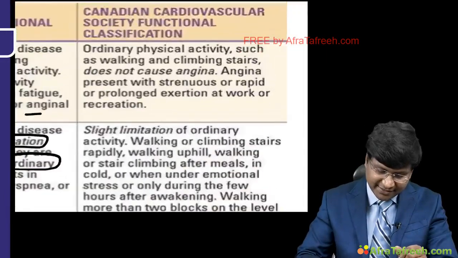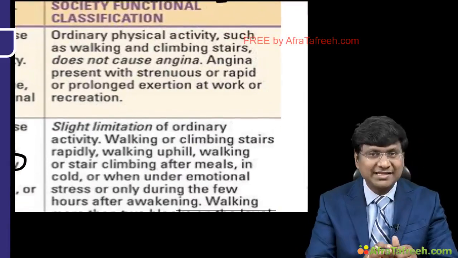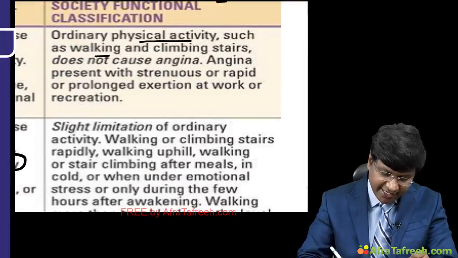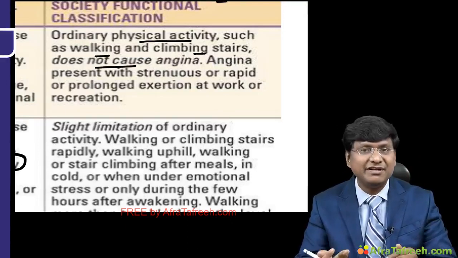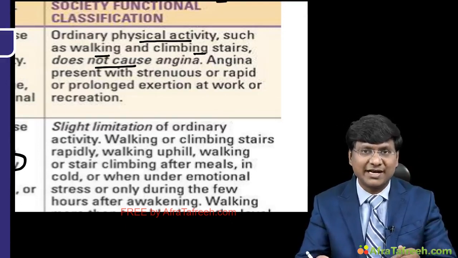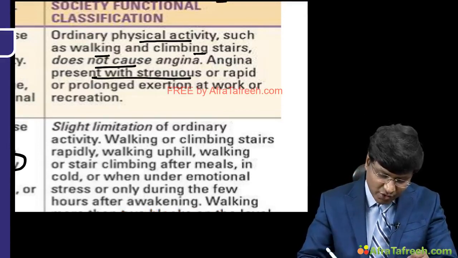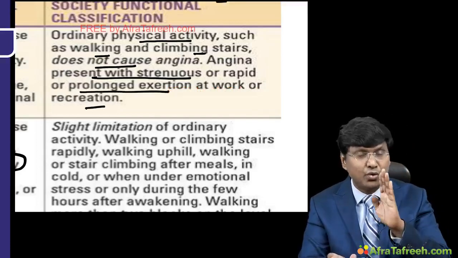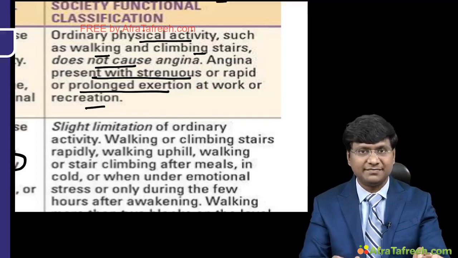Now you take the Canadian Cardiovascular Society Functional Classification. So what this tells is, ordinary physical activity such as walking and climbing stairs does not cause angina. Then when will be the development of angina? According to class 1 of the Canadian Society, angina presents with strenuous or rapid or prolonged exertion at work or recreation. That means your Canadian classification is telling you only about angina, not about dyspnea, palpitations or fatigue, right?